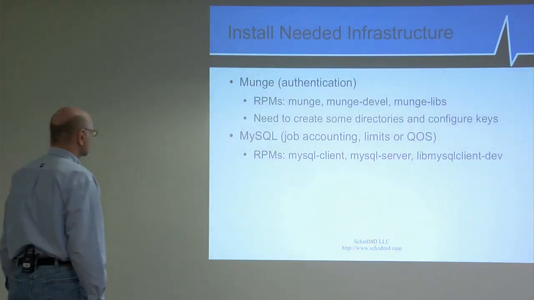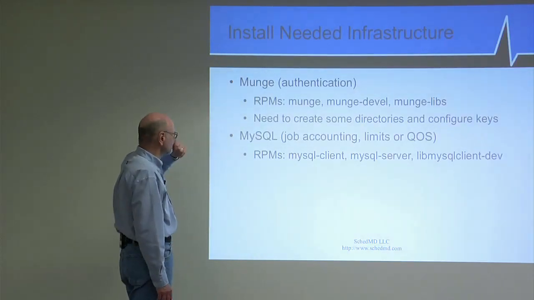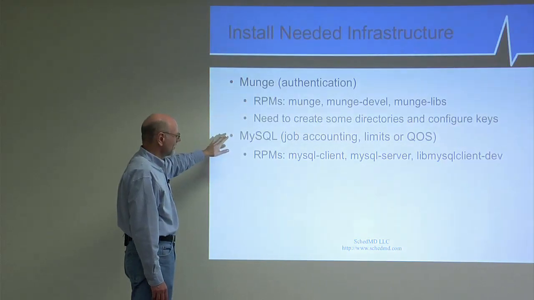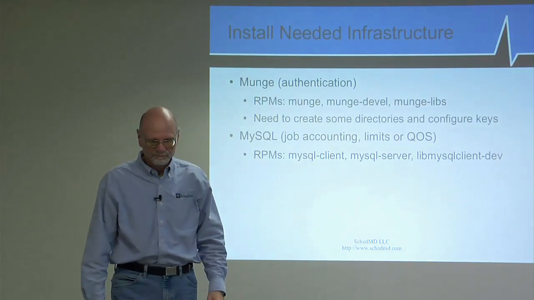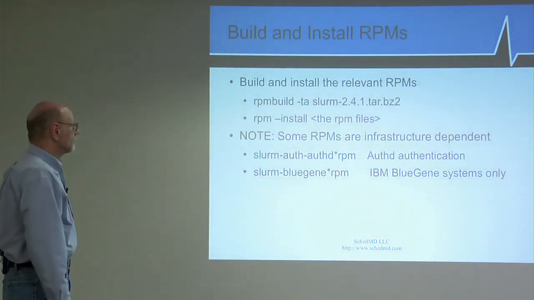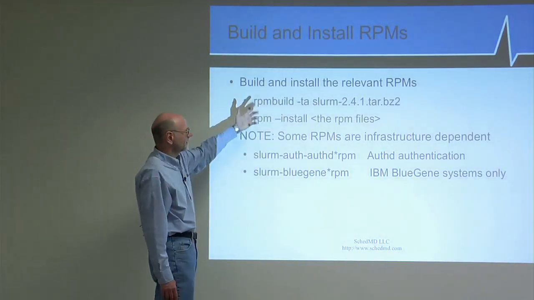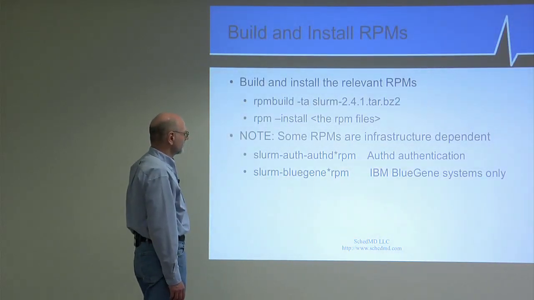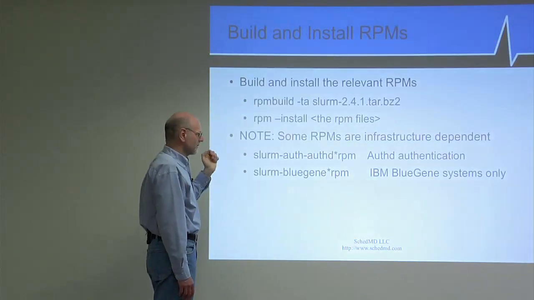Some of the tools you typically need are Munge, that's the default authentication mechanism. And if you're running with job accounting or limits, we recommend MySQL. So your build procedure is pretty simple, just rpmbuild on the tarball, and then you install the RPMs. There are a total of maybe 20 RPMs.